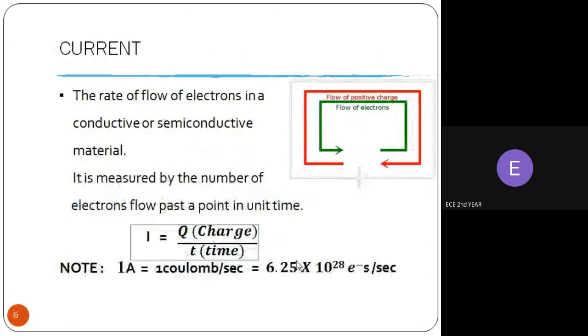Next, current. The rate of flow of electrons in a conductive or semiconductive material is measured by the number of electrons flowing past a point in a unit time. So I can be defined as Q by T, which is called dQ by dt, the rate of change of charge with respect to time.